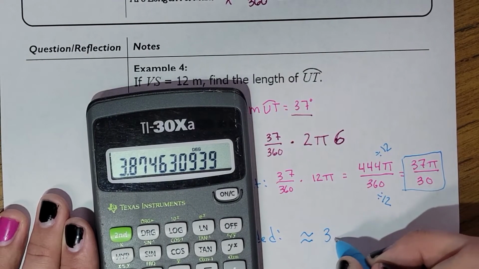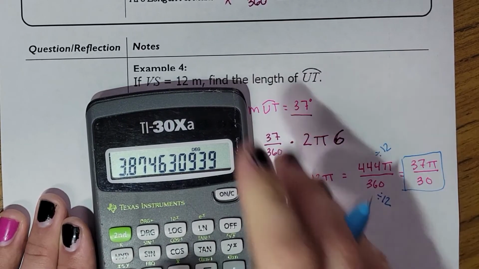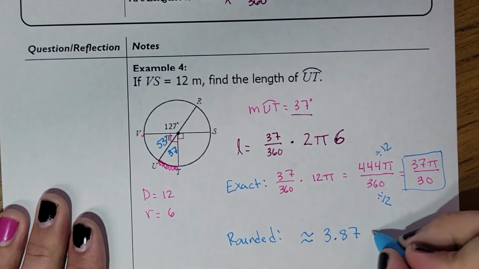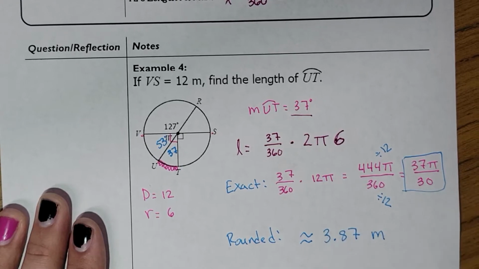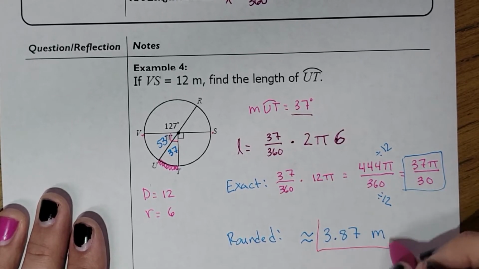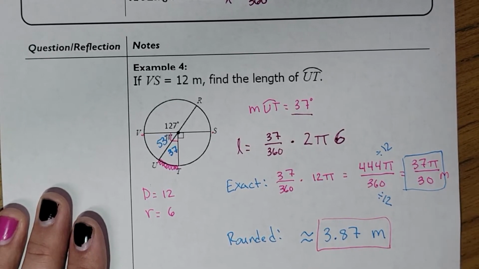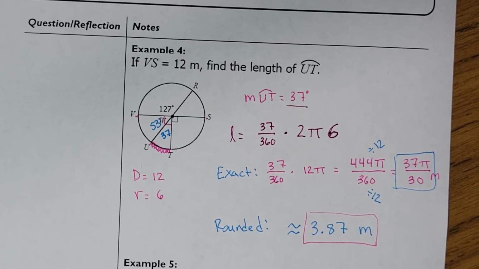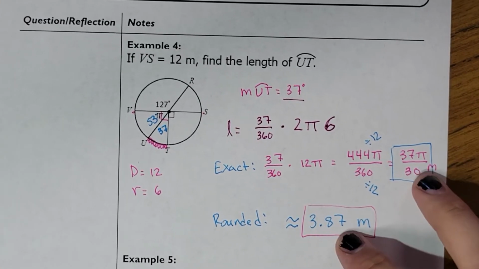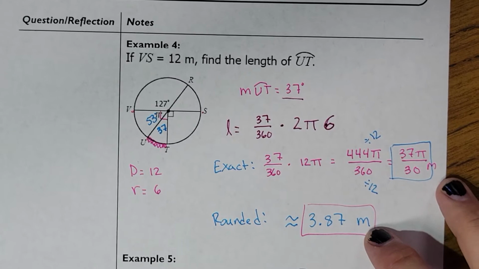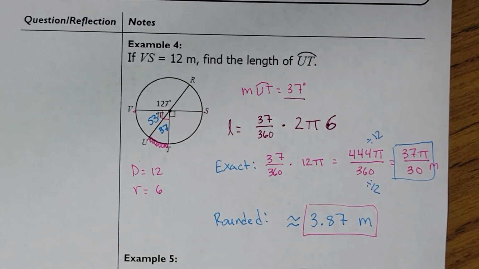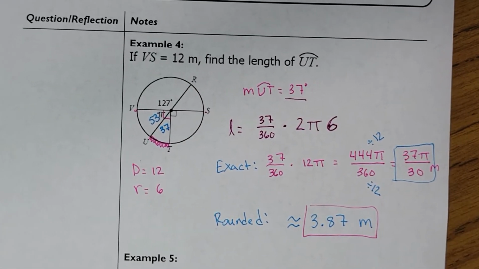approximately 3.87. And check your units, we were in meters. I should have put meters up there too, but I didn't. There, meters. And that would be how we find both of those answers. Both are correct, both are acceptable, it just depends on what they asked for. Since our directions here didn't ask, I did both. But make sure you can work through both of those.